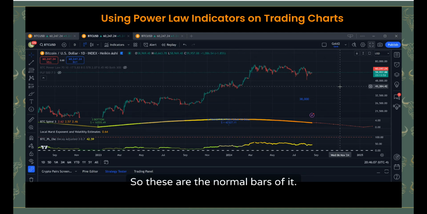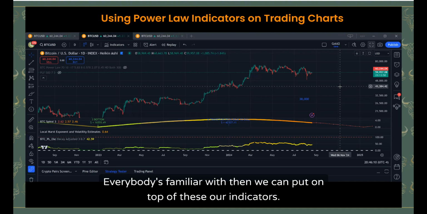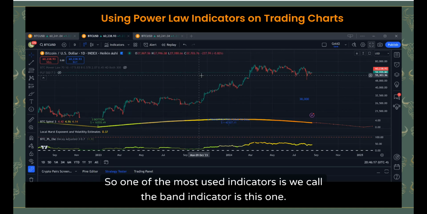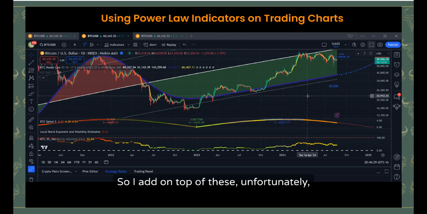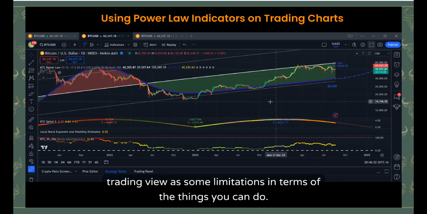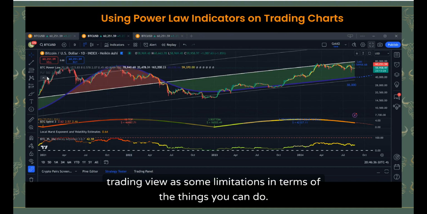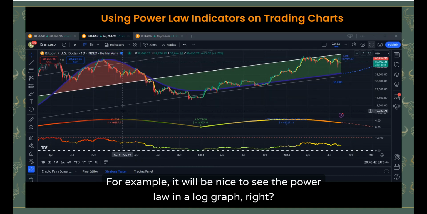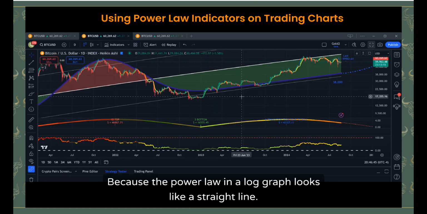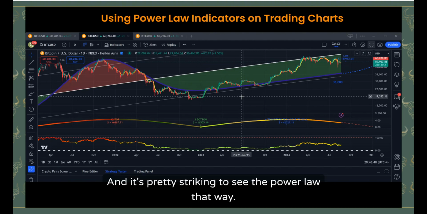So these are the normal bars that everybody's familiar with. Then we can put our indicators on top of these. One of the most used indicators is what we call the band indicator, this one. So I add it on top of this. Unfortunately, TradingView has some limitations in terms of the things it can do. For example, it would be nice to see the power law in a log-log graph, right? Because the power law in a log-log graph looks like a straight line. And it's pretty striking to see the power law in that way.